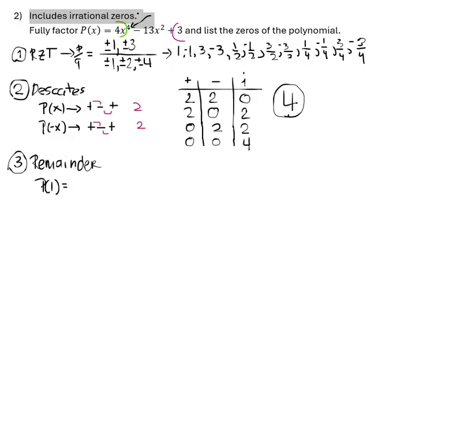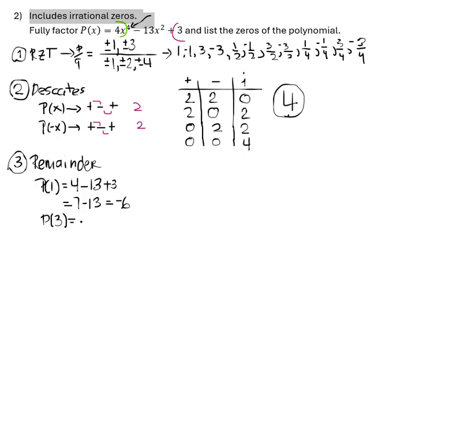If I do p of 1, that's going to be 4 times 1, which is 4, minus 13 times 1, plus 3. Gathering my positive numbers here, I get a 7. Minus 13 is a negative 6. This is not a 0. My other option is to try a positive 3. Let's be honest, I'm avoiding fractions.